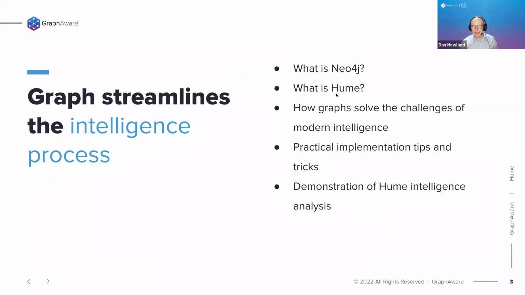We've got a lot to cover today, so I'm going to get straight into it. We're going to start with a very brief elevator pitch for what Neo4j is. We're going to talk about what Hume is as well. And then we're going to spend most of our time here today talking about how graphs solve the challenges of modern intelligence analysis, and practical implementation tips and tricks for law enforcement and intelligence agencies that are trying to implement graph. We're then going to do a live demo of Hume, walking through an intelligence case and showing some of the features and functionality that we have available in the Hume platform.